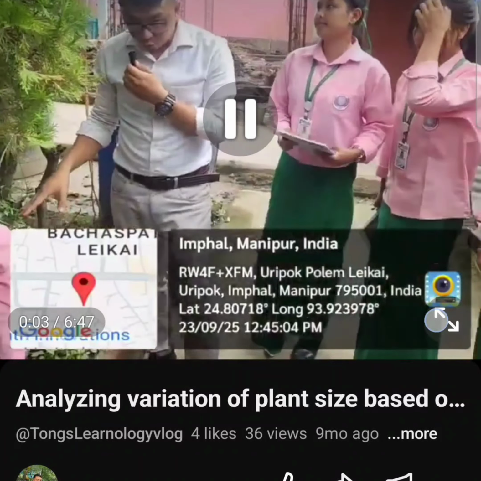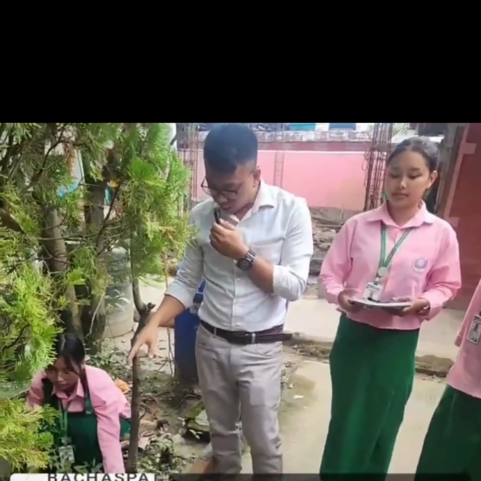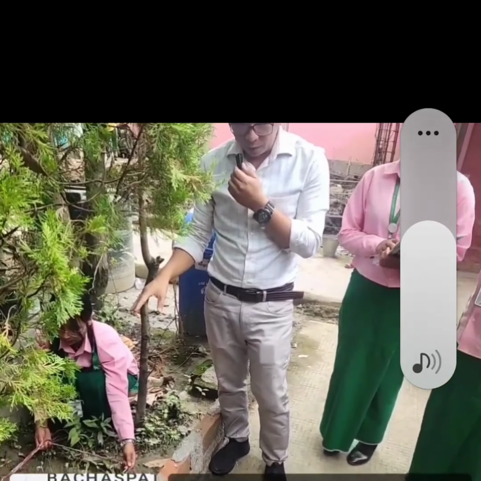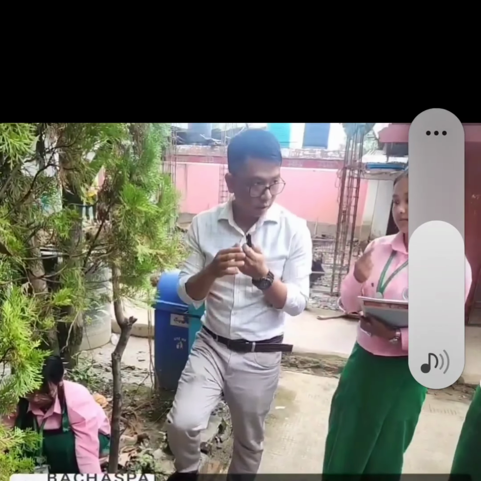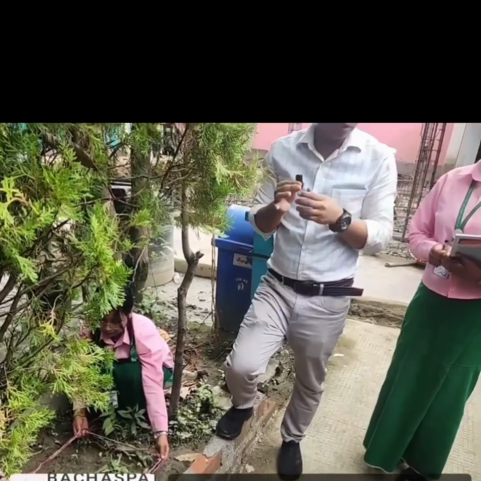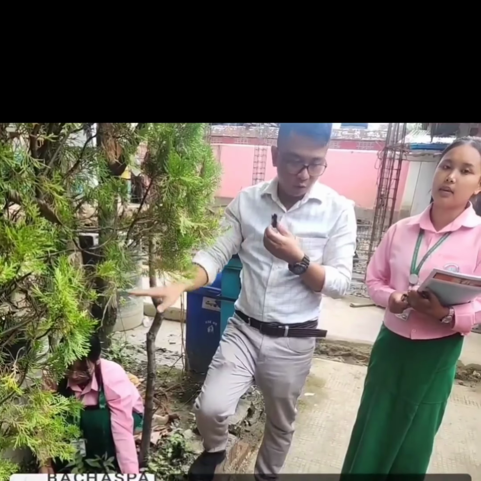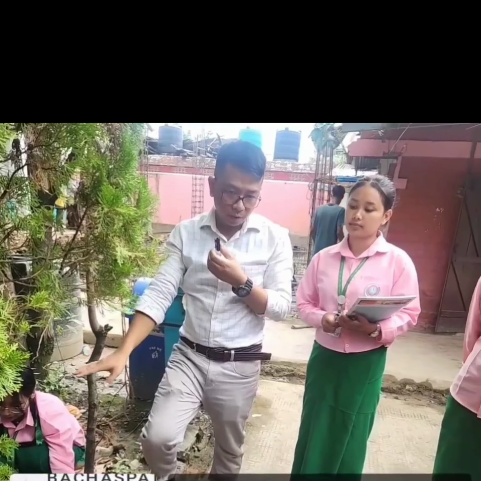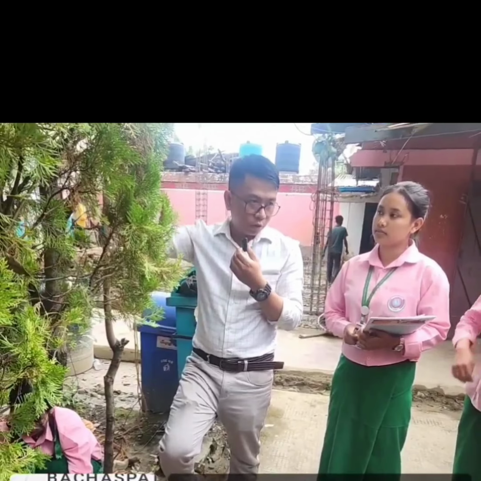Today we're going to do a project regarding comparing the height of the grass. This is the undisturbed area. It is found within the school campus, so it is undisturbed. And we're going to compare the height and the number of the grass with the grass found outside the school campus. Are you getting what I'm saying?